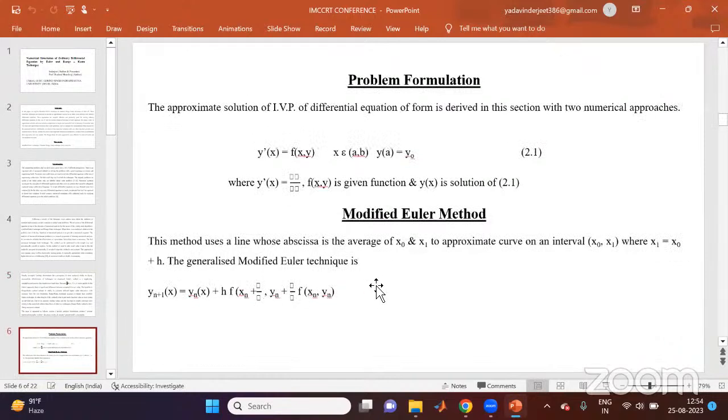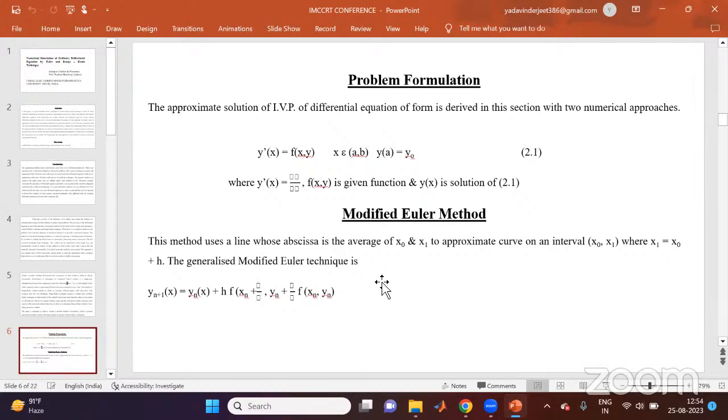Problem formulation. The approximate solution of an initial value problem of a differential equation of the form is derived in this section with two numerical approaches. y' (x) = f(x, y), x belongs to the open interval (a, b), y(a) = y0, where y' = dy/dx. f(x, y) is a given function and y is the solution of the above equation.